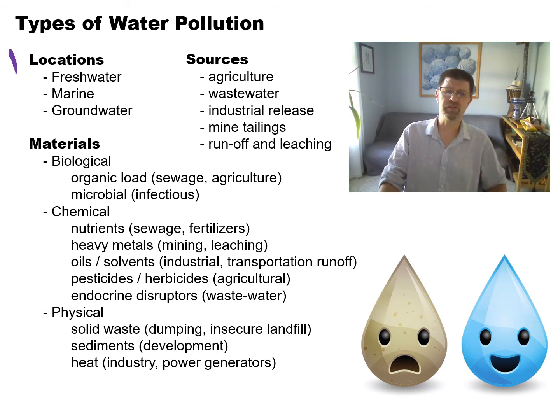The first is by location, and we have freshwater, marine, and groundwater. So freshwater is a stream, a pond, a lake. This is the small amount of water that's actually kind of useful for us. Then there's marine, which is the oceans, and not as useful because it's not potable, but clearly it's an important resource, especially when we consider the biological resources that we pull out of it.